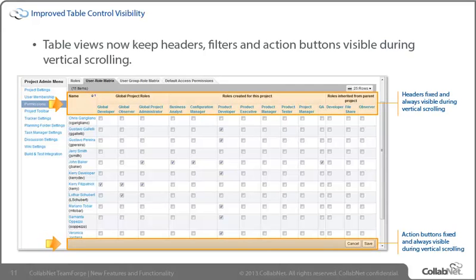This means no more scrolling down to find your row of data, then scrolling back to the top to try to remember the column headings, then scrolling back down to the row of data that you were looking at to make your changes. This is quite useful with large tables such as the Tracker Artifact List view, the Planning Folder List view, the User Role Matrix, and the User Group Role Matrix, where rows and rows of content can now be viewed and vertically scrolled while the column headings and the available action buttons remain in place and visible.